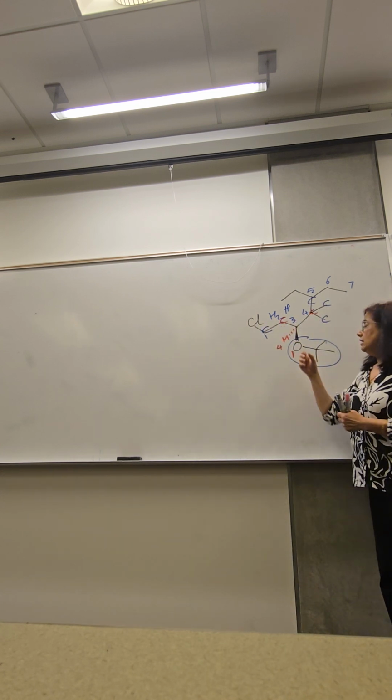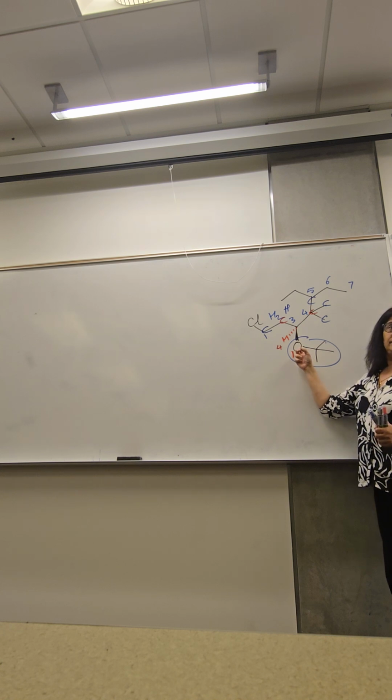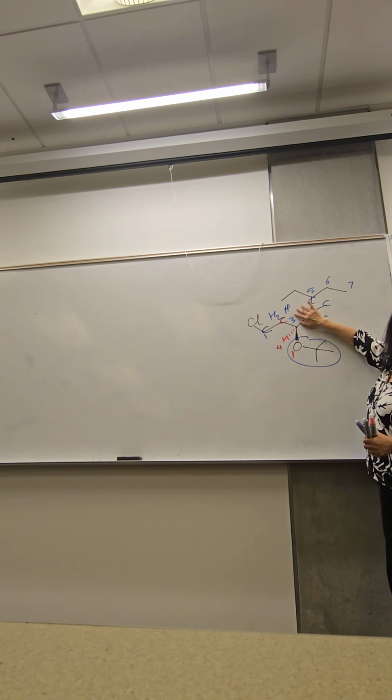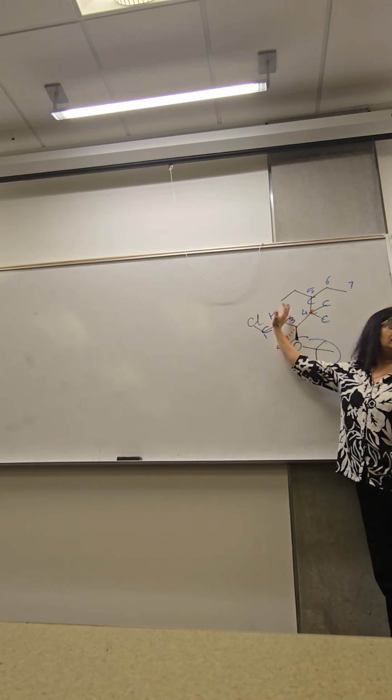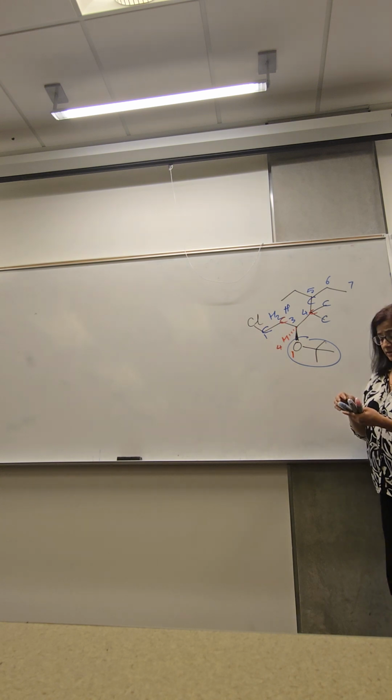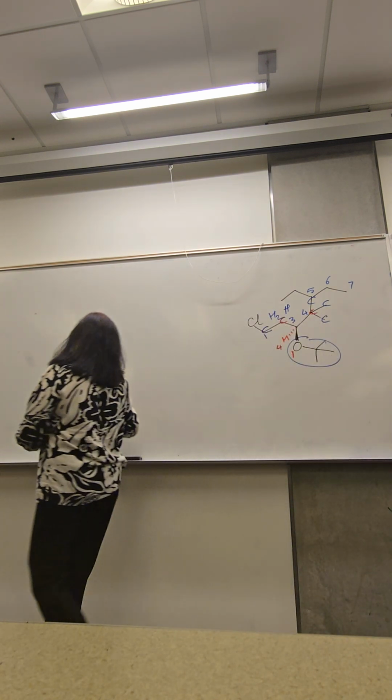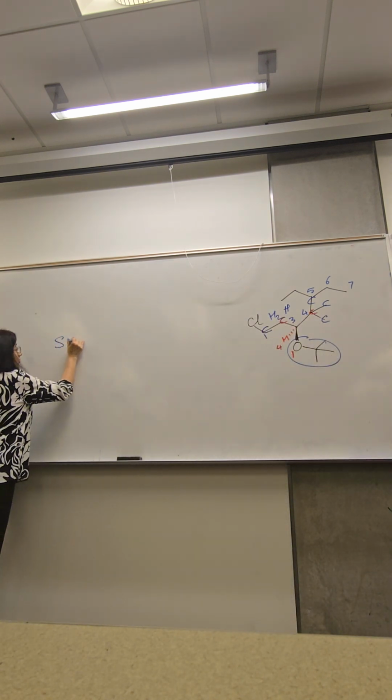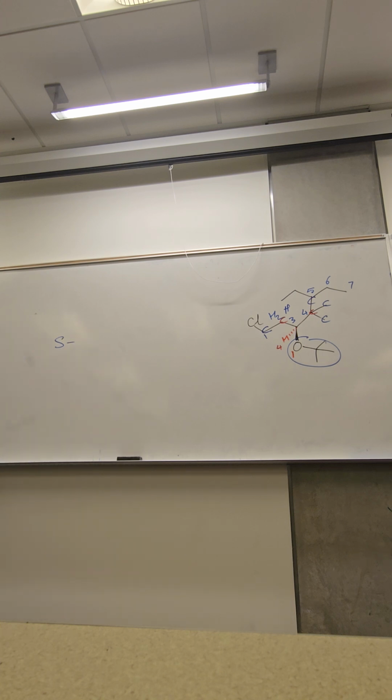So do you agree? Priority 1, priority 2, priority 3. So is that R or S? S. Exactly. Because you're going in the opposite direction. So please be careful. Don't jump the layers. You got to take it one layer at a time.